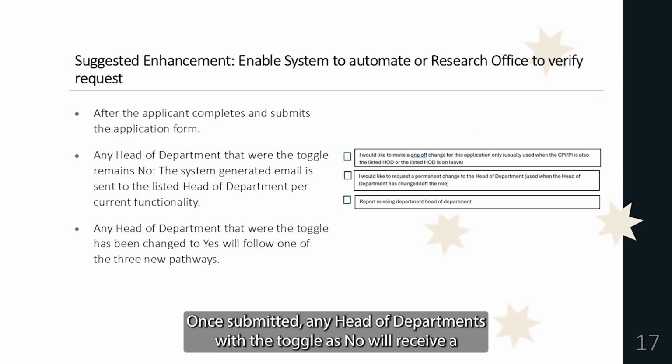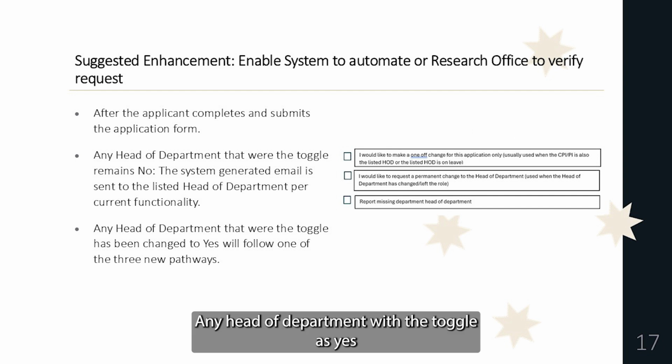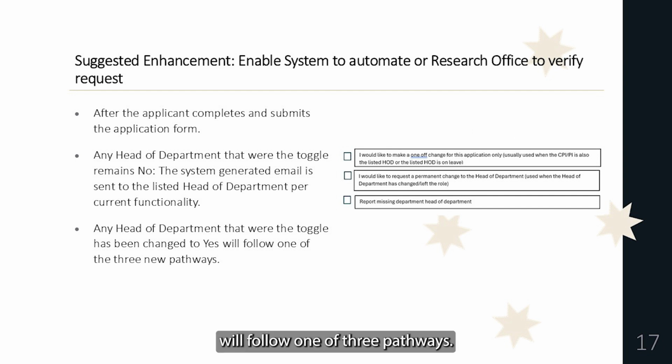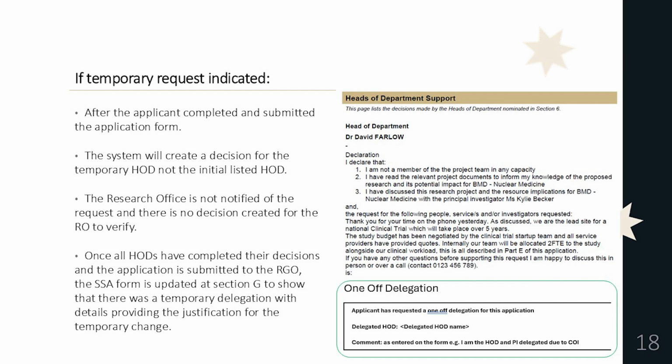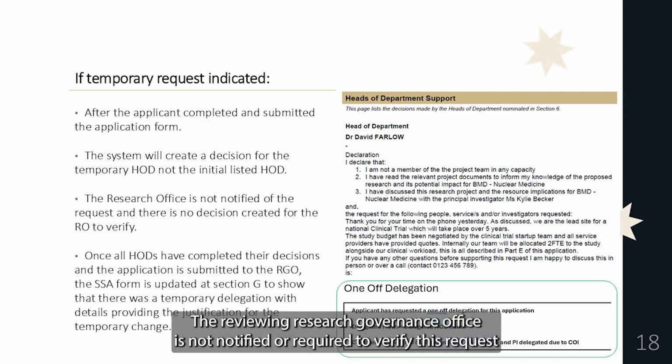Once submitted, any header departments with the toggle as no will receive a system-generated email as per current functionality. Any header departments with the toggle as yes will follow one of 3 pathways. A temporary request will create a decision for each temporary header department, but not the initially listed one. The Reviewing Research Governance Office is not notified or required to verify this request.